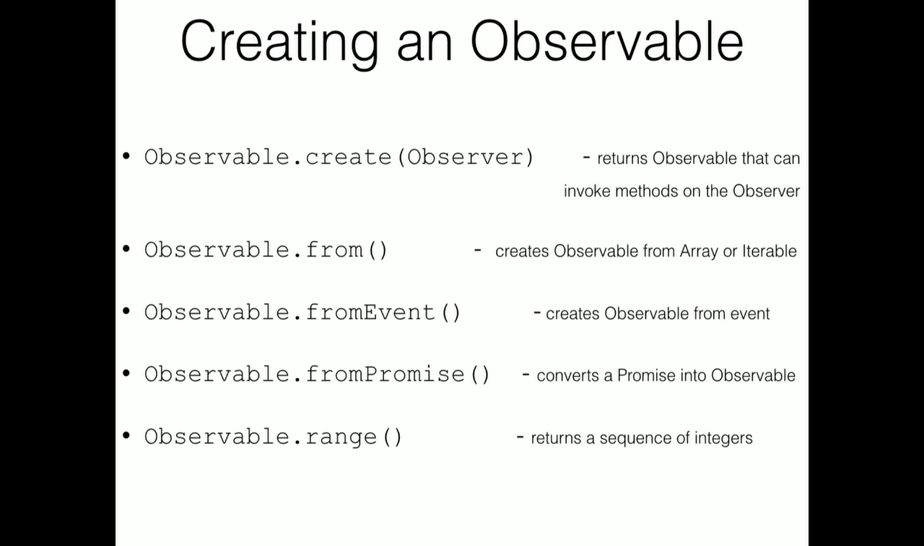So you can say observable.create and provide an observer, an object that knows what to do with the data. Or you can say, I have an array or an iterable. Turn it into observable, so it starts pushing the data. Because if you just work with an array or with iterable, you would need to pull the data, right? You would need to do for each, for example. But in this case, we want the data to be pushed at you.